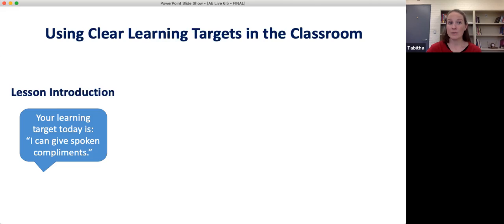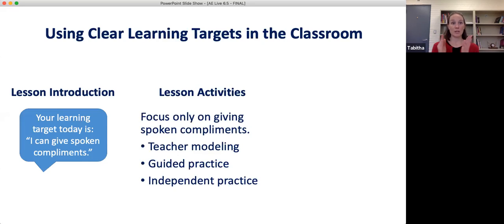Then she could also use her learning target to help her limit and focus her planned learning activities. So any activity that she plans should be directly practicing that one learning target. If she's planning a lesson on giving spoken compliments, she's not planning activities that require students to respond to compliments or to give compliments in writing.